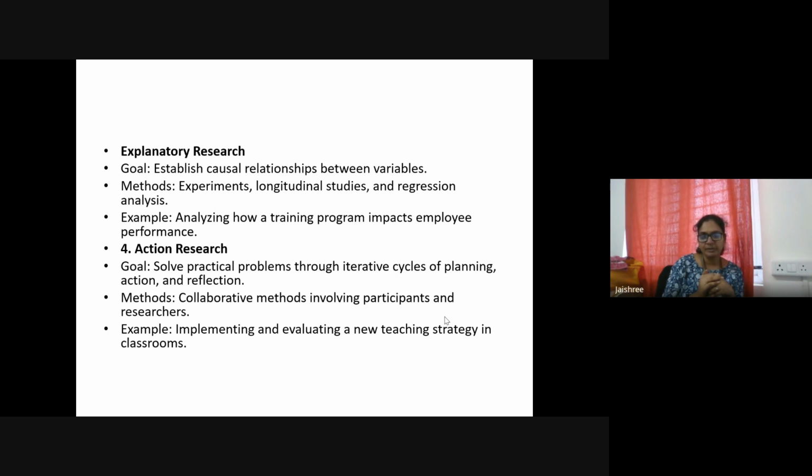The methods are collaborative, involving participants as well as researchers. So when you go in for planning, always have a collaborative touch. Please do involve other researchers and participants, so that you can also get ideas from their own brains. You can have many creative plan proposals. Okay, examples.